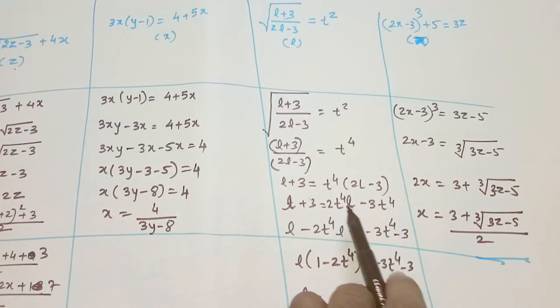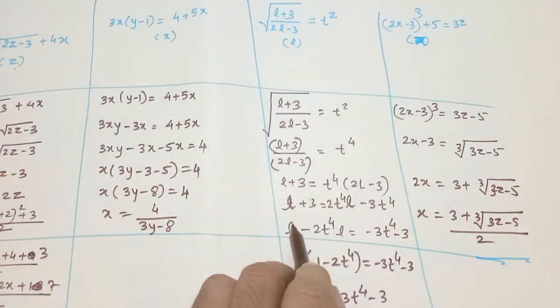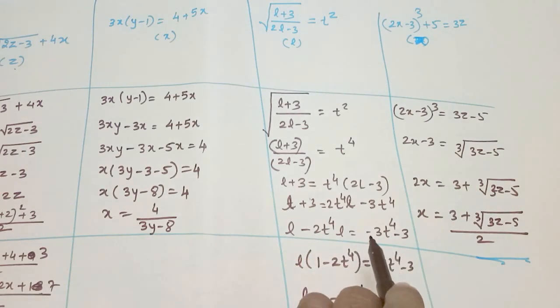So L plus 3 equals 2t to the power 4 times L minus 3t to the power 4. Now I have to make L the subject, so I'm going to collect all the terms on one side. So L minus 2t to the power 4 times L equals minus 3t to the power 4 minus 3. So you're going to get this. Now you take L common.